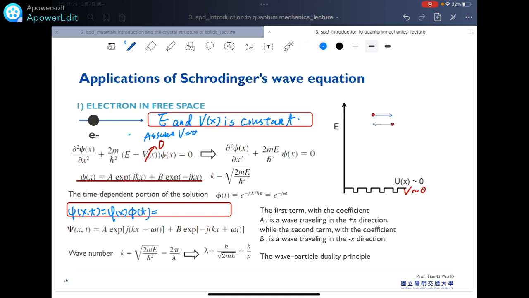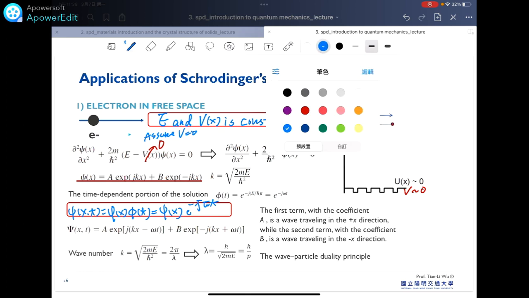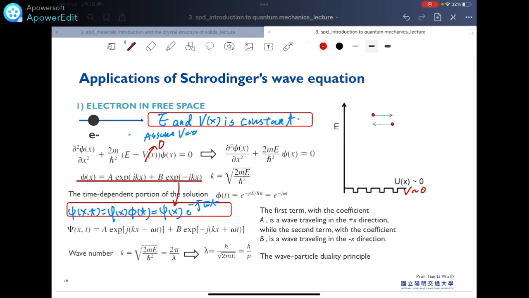Which will be equal to phi(x) times exponential of minus j omega t. And then we can put this one here. So that's the solution for this wave equation function. So in the end, you can have this one. Because you put this minus j omega t, this is positive jkx. So you can have this one, and this one. That's a typical mathematical calculation.